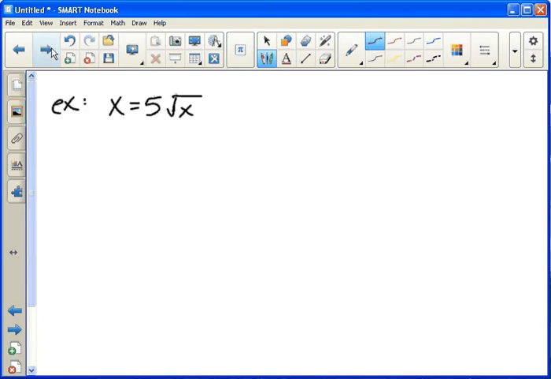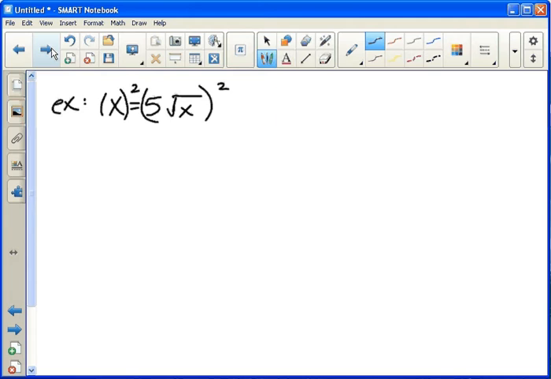Okay? x equals 5 square root of x. Now this one I'm going to do two different ways just so you can see it both ways. It's up to you if you want to leave the 5 with the square root or if you want to move it over. Personally, I would probably leave it where it is. It's more so the adding and subtracting you want to make sure isn't with the square root than the multiplying or dividing. So I'm going to leave it this time and then square both sides.